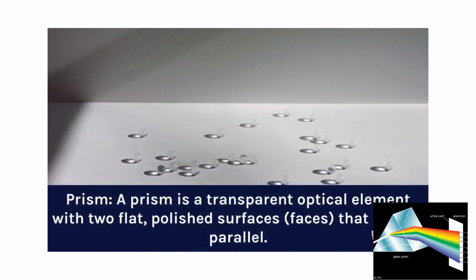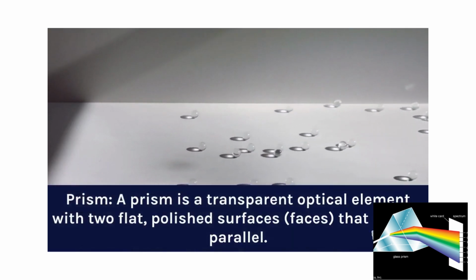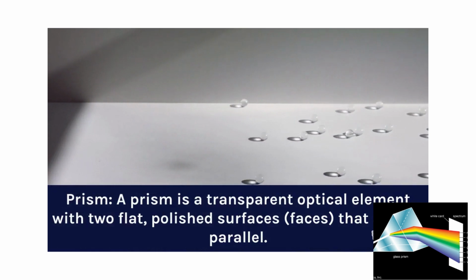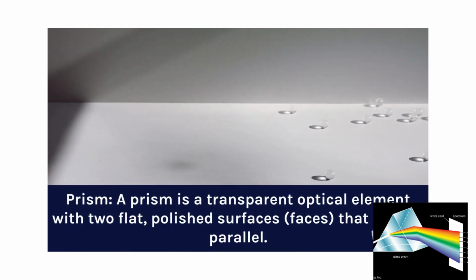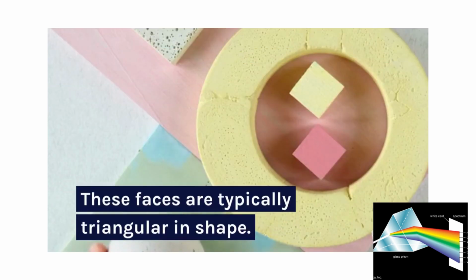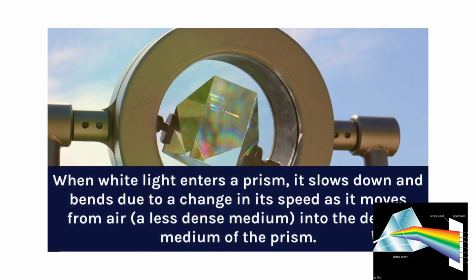Prism. A prism is a transparent optical element with two flat, polished surfaces, faces, that are not parallel. These faces are typically triangular in shape. When white light enters a prism, it slows down and bends due to a change in its speed as it moves from air, a less dense medium, into the denser medium of the prism.